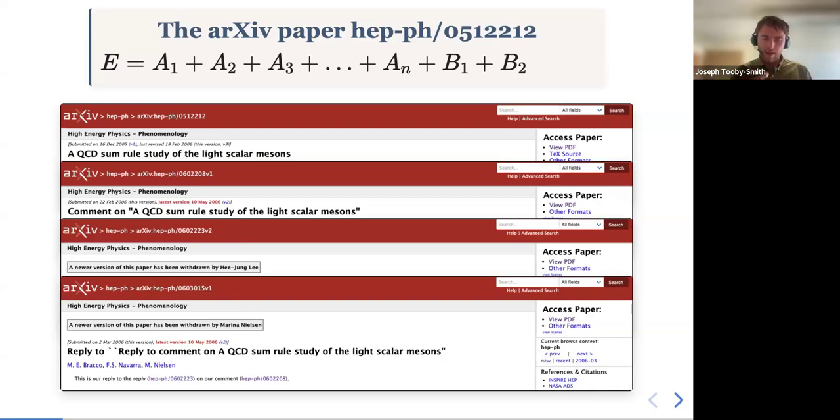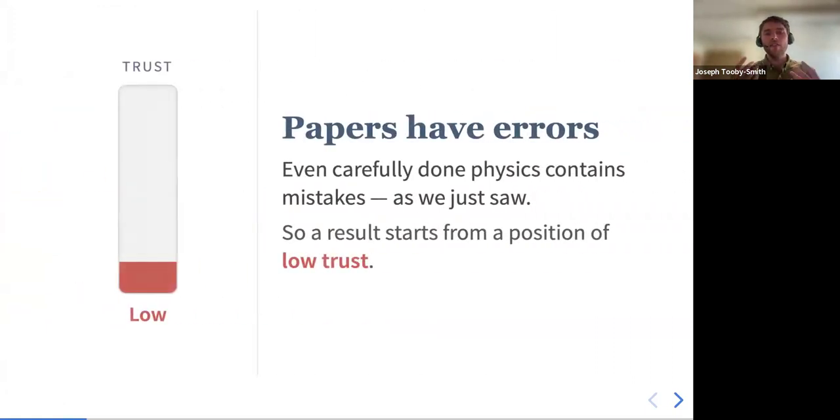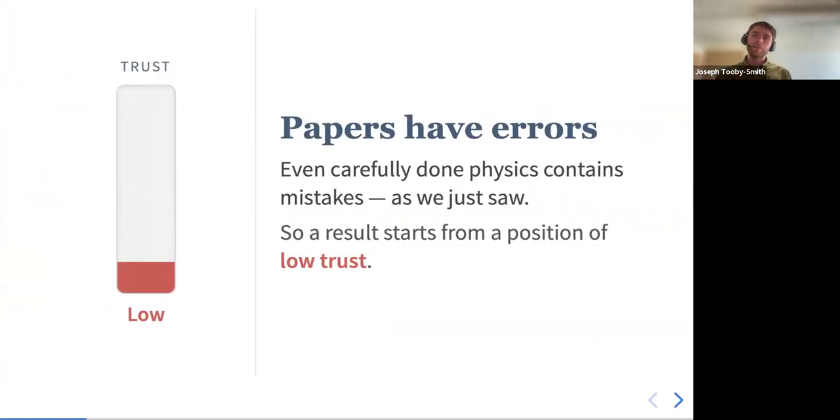So why am I telling you this story? The reason is that within physics and within academia, errors in papers happen all of the time, whether they're simple typos or more conceptual mistakes. Errors in papers happen because we are human and they're always going to happen. So the key concept I want to bring in here is the concept of trust. With the statement that papers generically have errors in them, our level of trust of papers should be very low.